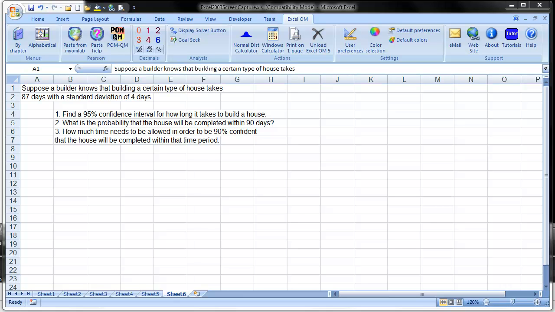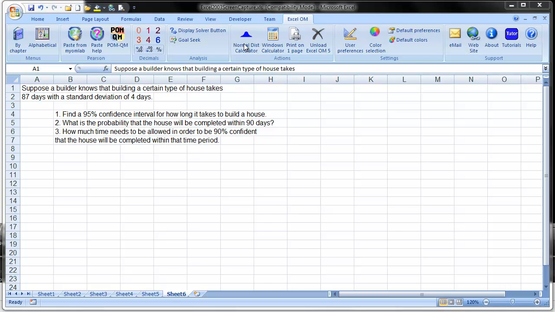So suppose we have a builder, and that builder knows that building a certain type of house takes 87 days with a standard deviation of 4 days. Then there are different types of questions that get asked with the normal distribution, and I have 3 samples here. Question 1, find a 95% confidence interval for how long it will take to build a house. Question 2, what's the probability that the house will be completed within 90 days? And third, how much time needs to be allowed in order to be 90% confident that the house will be completed within that time period?